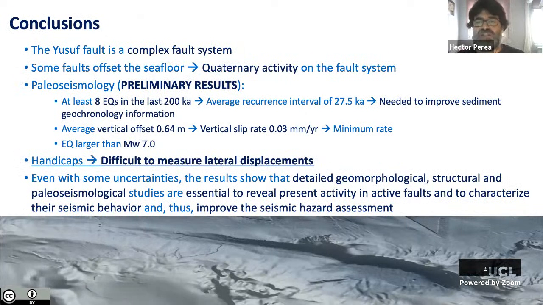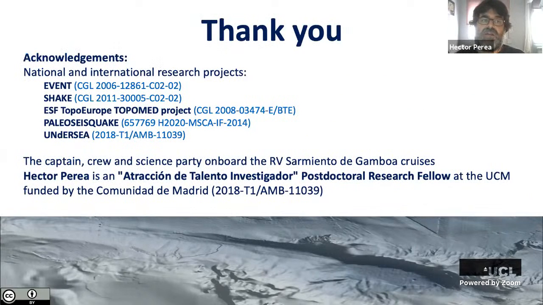So I'm not going to just read all the conclusions, but I would like to point out that in the offshore we have some handicaps to measure lateral displacements. We don't have the preservation of, let's say, nick points to measure, and we are working on these things. But even though, we can show nice results with a lot of different information. Next, please. And that's the last one.